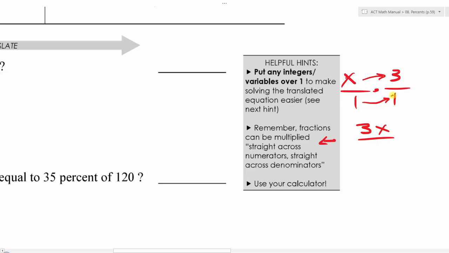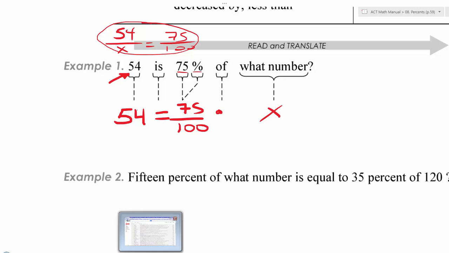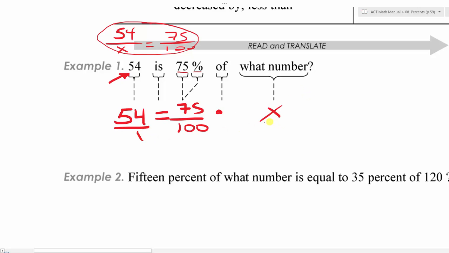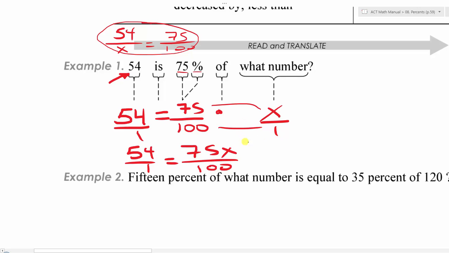So this was a silly example. Let's do 3 over 2. So x times 3 is 3x and 1 times 2 is 2. So you can just multiply straight across numerators and denominators. So how would that apply to this equation that we've derived? Well, I'm going to put this 54 over 1 and I'm going to put this x over 1, and now I'm sort of going to collapse everything down. So this is going to be 54 over 1 equals 75x over 100. Again, I'm just multiplying straight across numerator, straight across denominator.